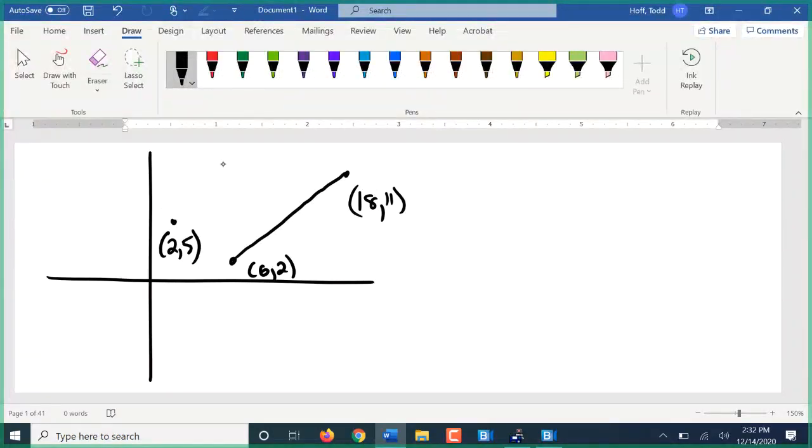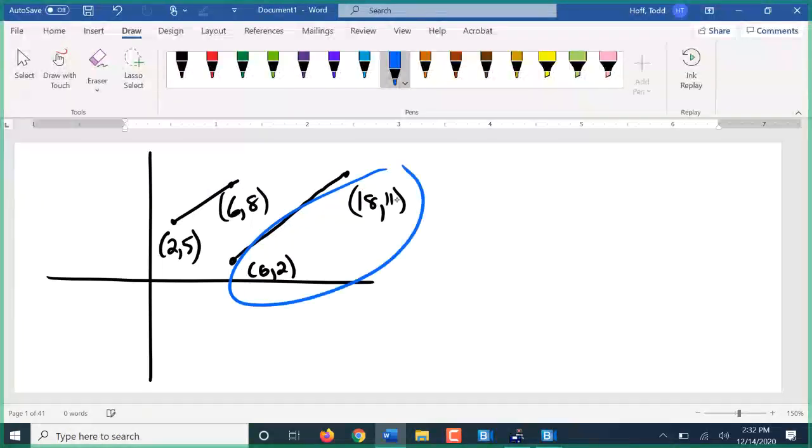And another point up here, let's call it 6, 8. That point down a little bit. If I want to know if those lines are parallel, I just have to find their slope. The slope for this line, if I call it points 1 and 2, would be y2, 11 minus 2, over x2, 18 minus x1 of 6. So that's 9 over 12, which reduces to 3/4.